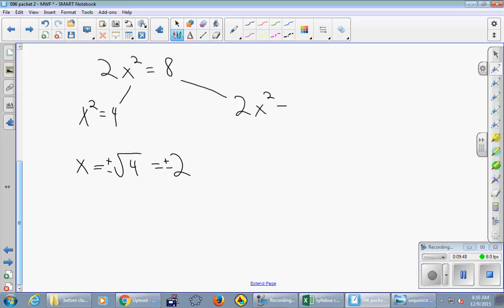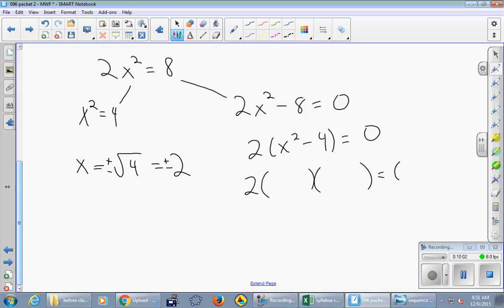So 2x squared minus 8 equals 0. What can you factor out of both? 2 comes out, leaving x squared minus 4. But x squared minus 4 is a difference of 2 squares, right? We've seen that pattern before. Right, x plus 2, x minus 2 in some order.